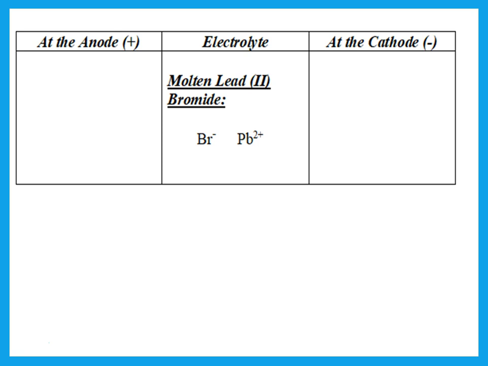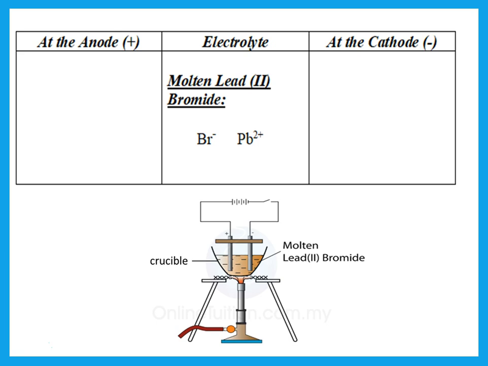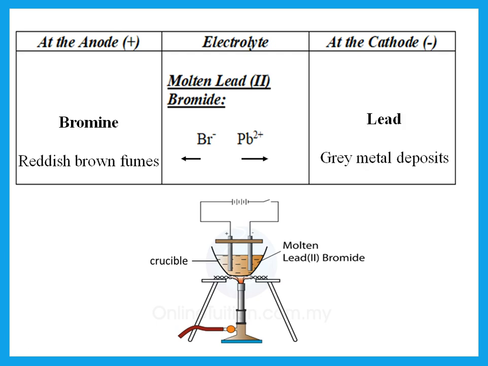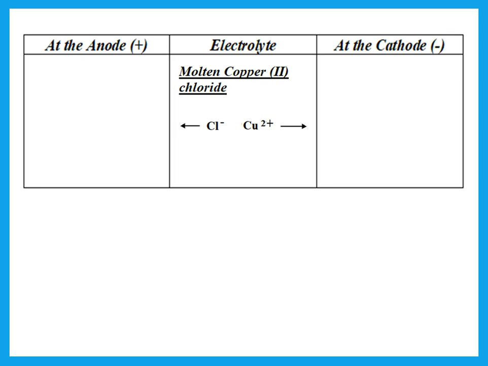What if we're doing molten lead 2 bromide? Molten means, again, heating until it melts. So I have molten lead 2 bromide and I'm heating it. Where are the ions? The ions are Pb2+ and Br-. The bromide ion goes to the anode. It forms bromine. So the name of the product is bromine. The observation is reddish brown fumes. The Pb2+ ions go to the cathode. It forms lead metal. So the observation is gray metal deposits.